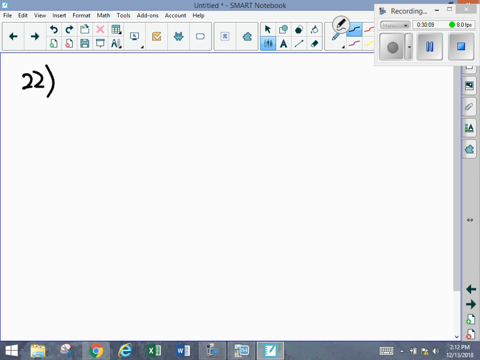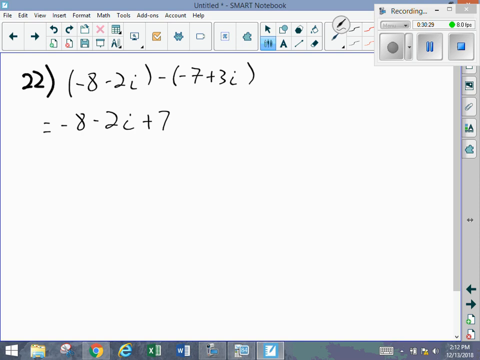22. Let's simplify negative 8 minus 2i minus negative 7 plus 3i. First thing I need to do is distribute that negative sign. Now I need to combine like terms. So it's negative 1 minus 5i, and we're done. I am not going to do 23 because it is almost the same problem. There's not a new concept in there at all.